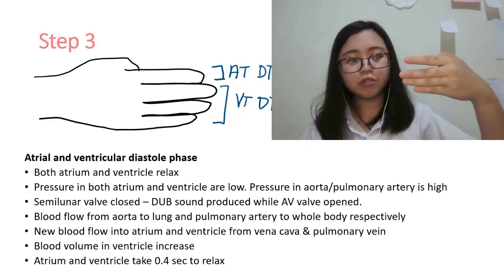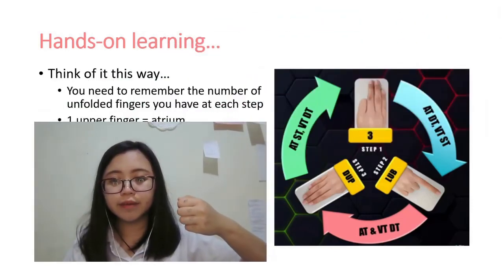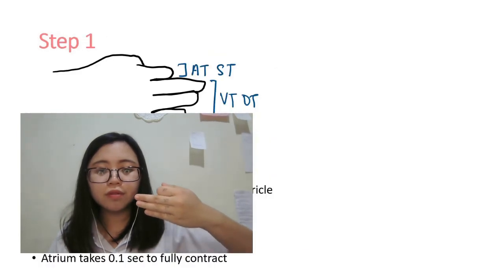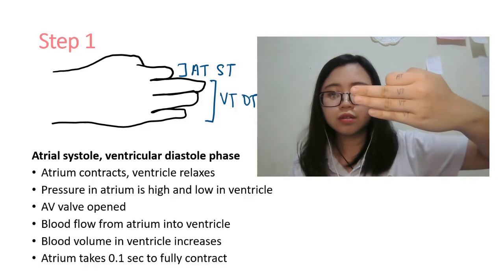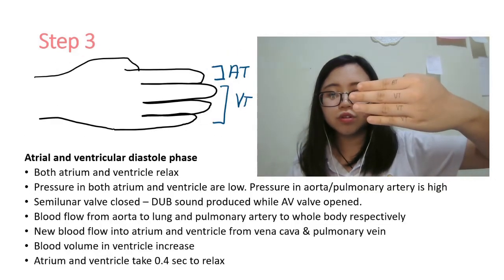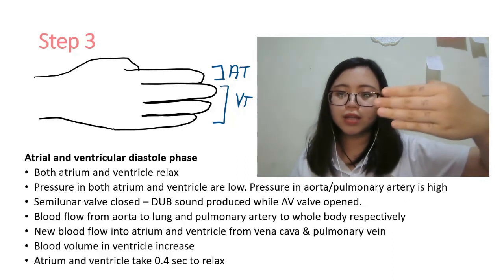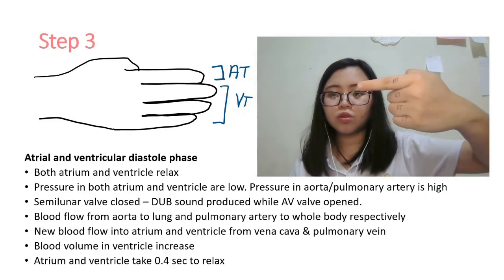So nanti bila kamu mau revise, kamu boleh coba balik. Start dengan tangan kamu. Ada diagram yang membantu di sebelah kanan. You start with step number one, where the top finger is folded. Step number two, and step number three. Nanti kamu praktis-praktis lah di bilik. Kamu lipat-lipat tangan kamu untuk ingat step 1, 2, 3. So, start dengan step 1, 2, 3.